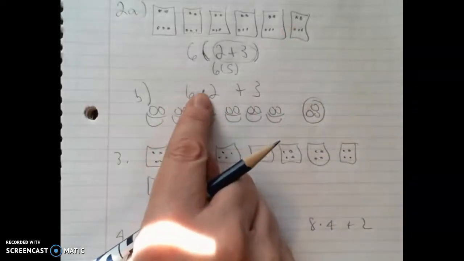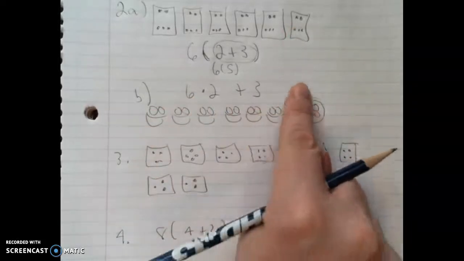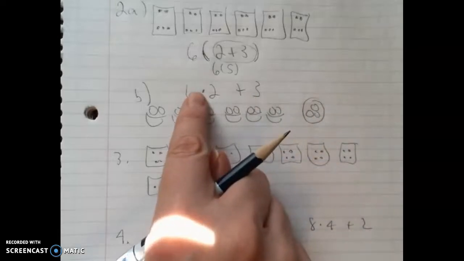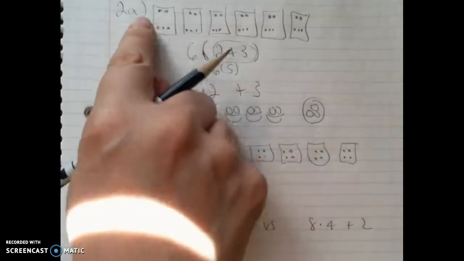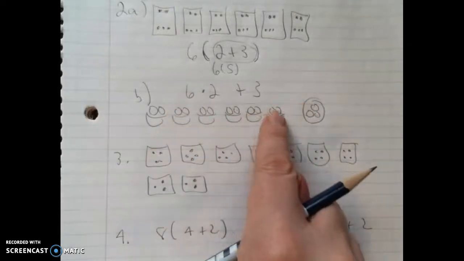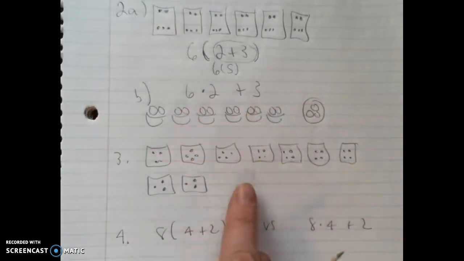Here I have 6 groups of 2, but then I have kind of like this extra thing that has nothing to do with the 6, right? There's not 6 sets of 3. Here there's 6 sets of 2 and 6 sets of 3. Here there's just 6 sets of 2 cookies with 3 extra. So that's a little bit different. All right, let's look at number 3.